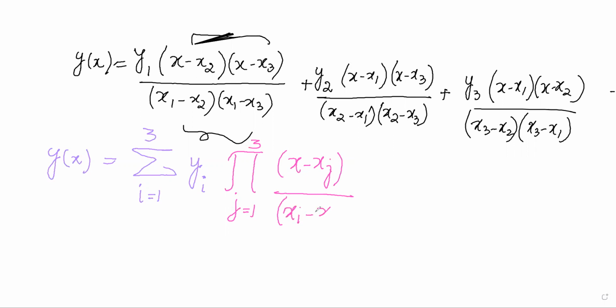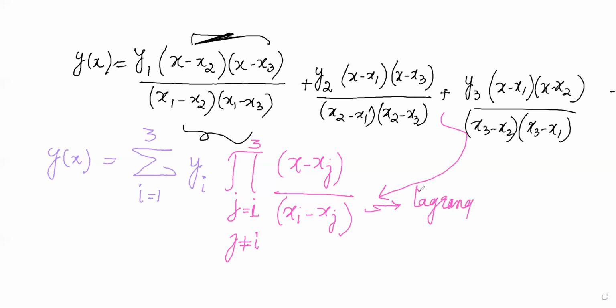Xi minus xj. This is the shortest way of writing this interpolation, where j is not equal to i. So this entire equation can be reduced to this form. Now I can simplify it. This is the way of writing this, and this is what is called Lagrangian.